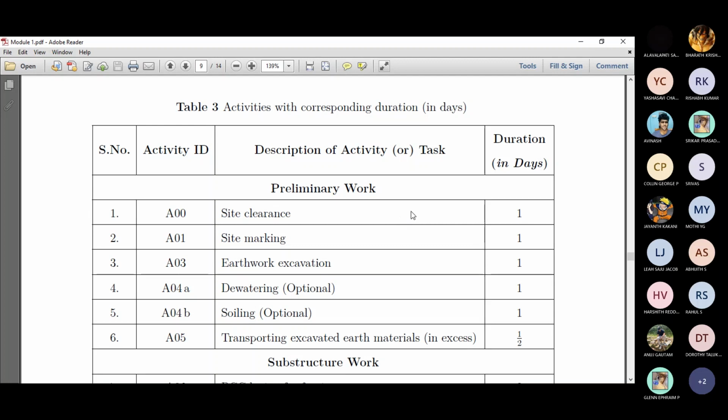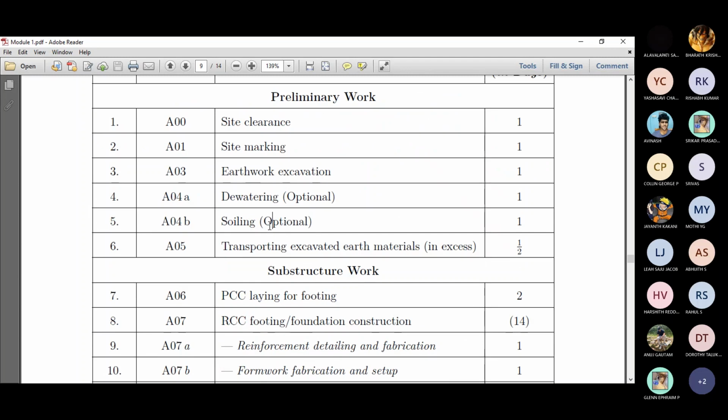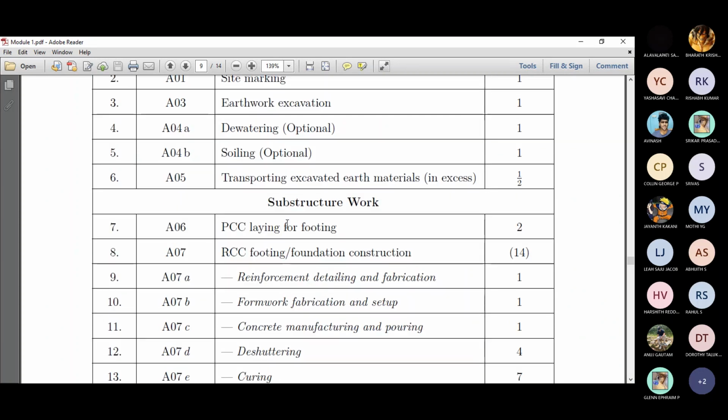Like for a site clearance, I give it 1 day. All these things are a main task, right? Say dewatering and soiling, I take 8 hours. Whereas transporting excavated earth, I require only half a day, which is 8 divided by 2 is 4 hours. I may require a maximum of 4 hours, like transportation of excavated earth to a landfill or something like that. Then PCC laying, this is the main task. I require 2 days time.